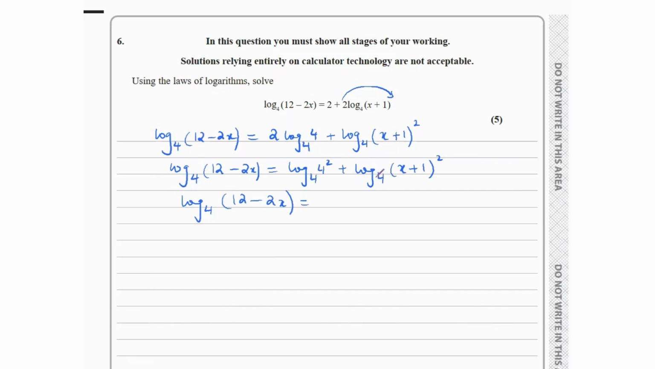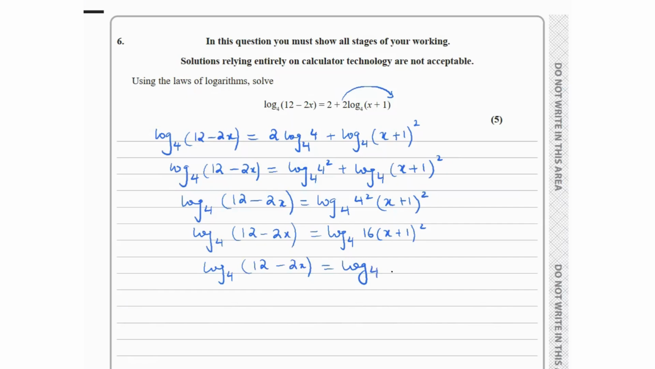When two logs with the same bases are being added, we can rewrite it as a single log where they're being multiplied. So 4 squared times (x plus 1) squared. That's going to be 16 times (x plus 1) squared, which is going to be 16x squared plus 32x plus 16.